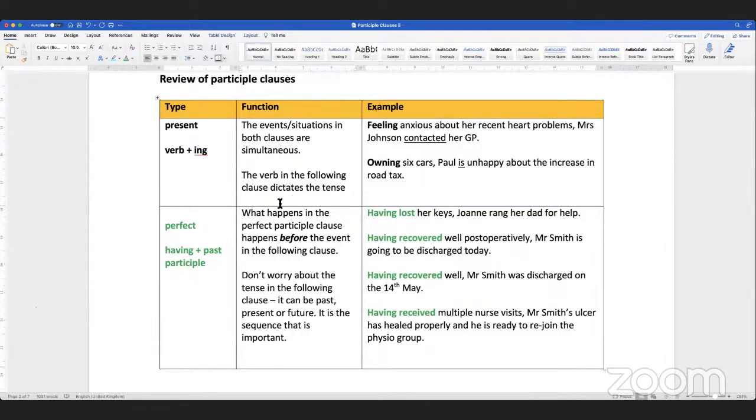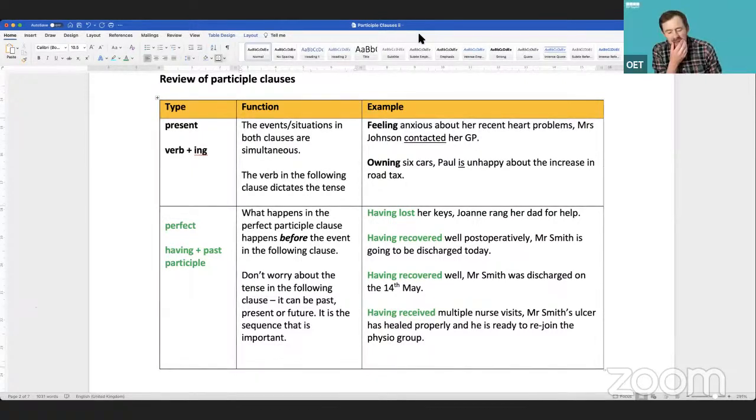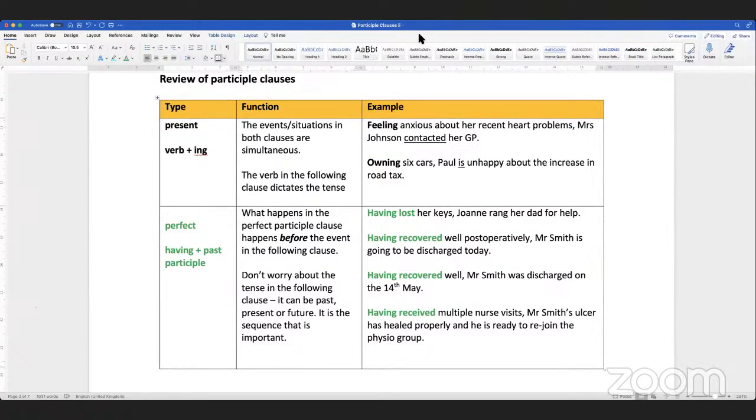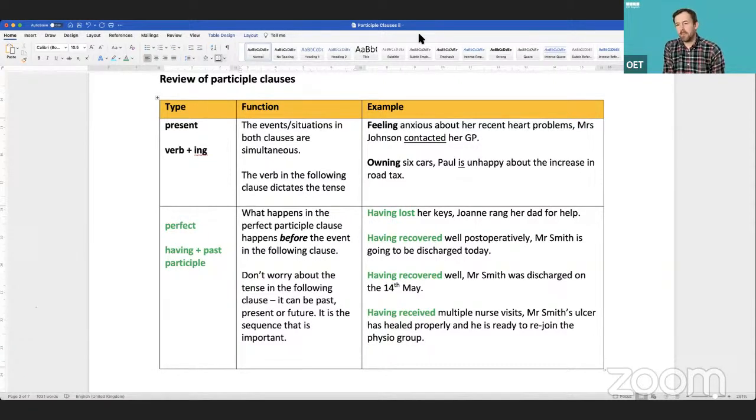I have a question. Go on, Ismail. Sometimes I see sentences without having, but with participle, just recovered well postoperatively. Yeah, I know what you mean. There are other times where it looks like a participle clause. It's probably going to be a reduced participle clause. You're not going to use those in OET writing. All right. I said at the beginning that this has got the potential to be an enormous topic, but I'm just keeping it very narrow and keeping it on the lines of what we will do in OET writing.